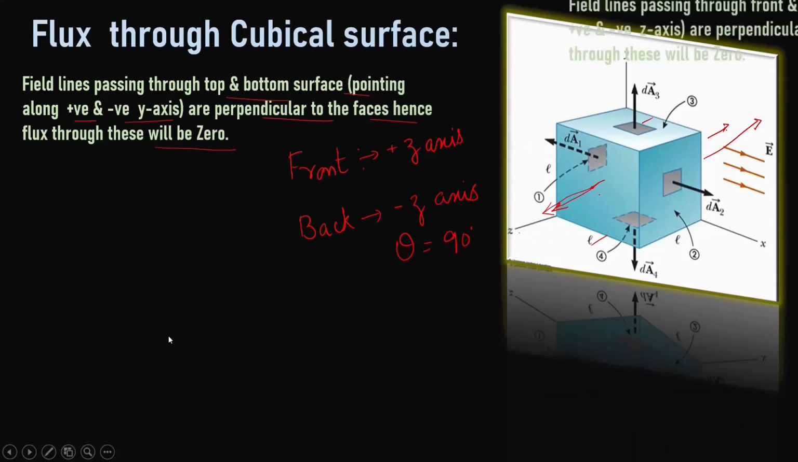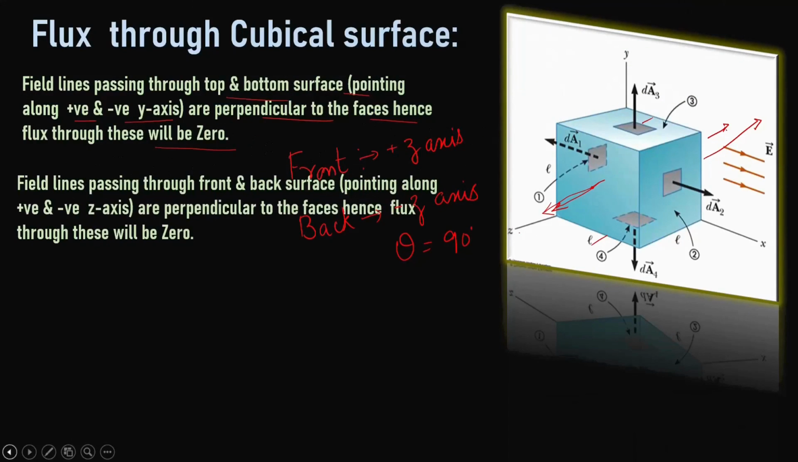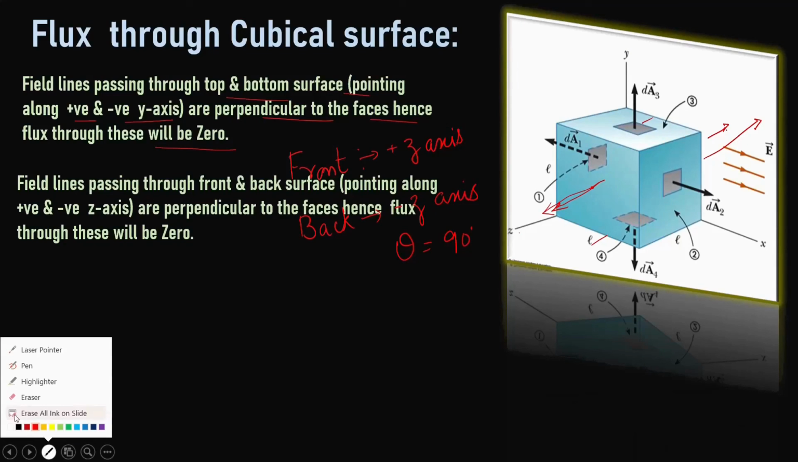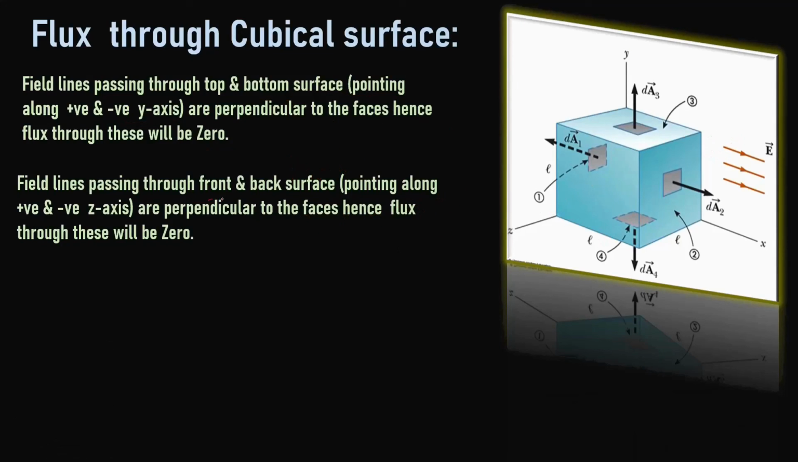So what is our conclusion for these other 2 surfaces? The field lines passing through the front and back surface, which are pointing along the positive and negative z-axis, are perpendicular to the faces and hence the flux contribution will be equal to 0. Now we have dealt with 4 faces. The last 2 faces are the right face and the left face.